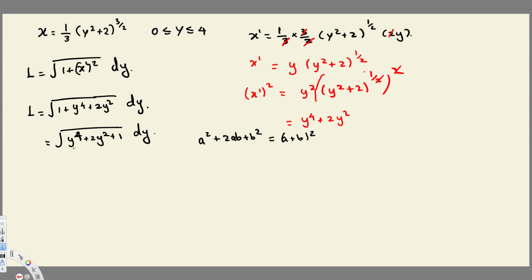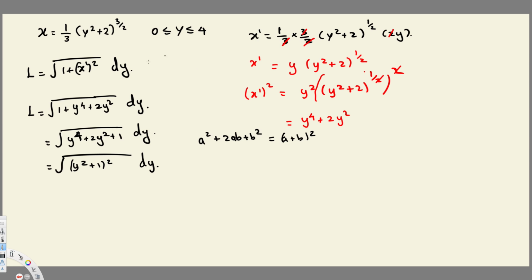And here what's going to be a squared? Y to the power 4, so a is y squared. And b squared is going to be 1, and 1 squared is also 1. And 2ab is going to be 2 times a, that is y squared, times b, which is 1. So 2 times y squared times 1 gives us 2y squared. So this is a perfect square trinomial, and we can write it as a plus b squared. We know that a is y squared, b is 1, so we can write this as y squared plus 1 whole squared dy.